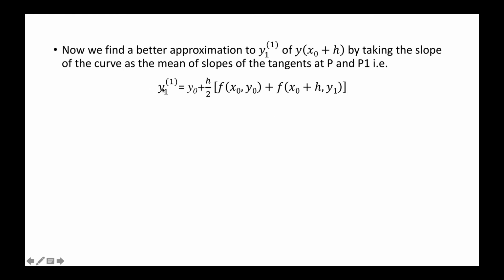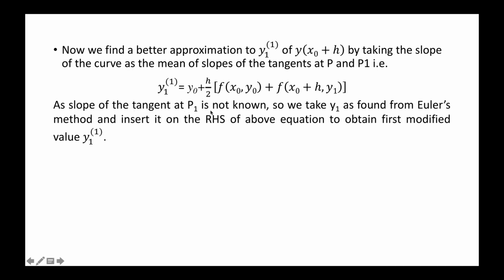So y1 in first iteration comes out to be previous or old value of y0 plus h by 2. H is the step size and 1 by 2 is because we are taking average of these two values. So f of x0 y0, which is slope at point P, and f of x0 plus h comma y1, slope at point P1, because dy by dx is equal to function. So we are taking average of the tangent in order to reduce the error.